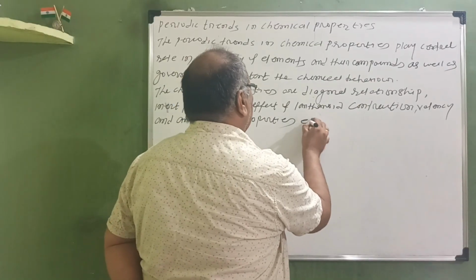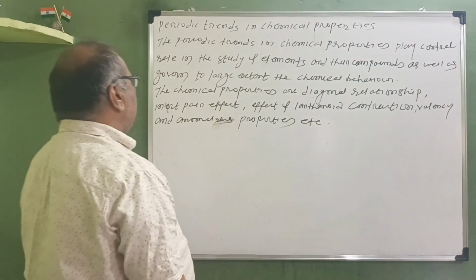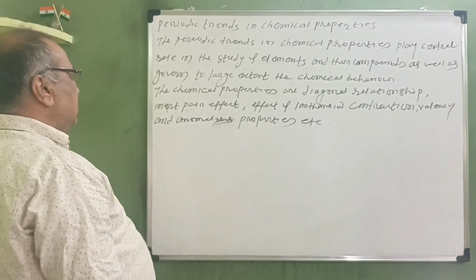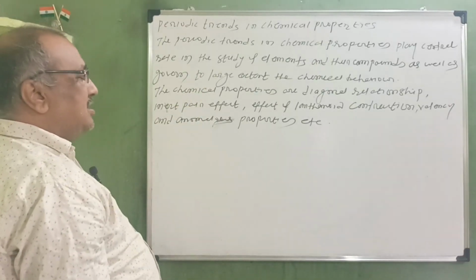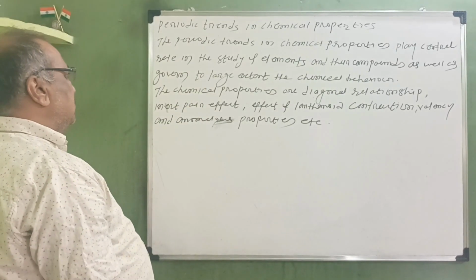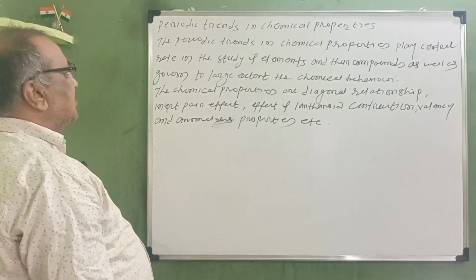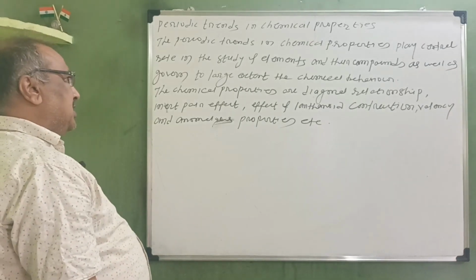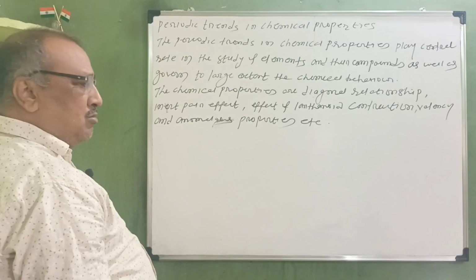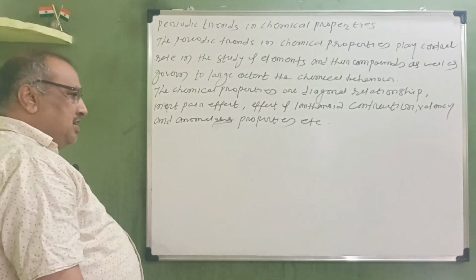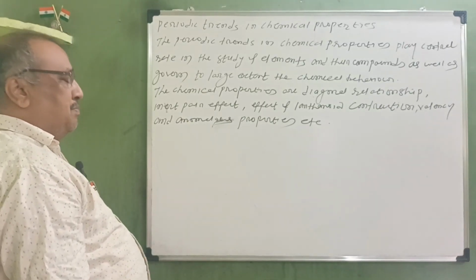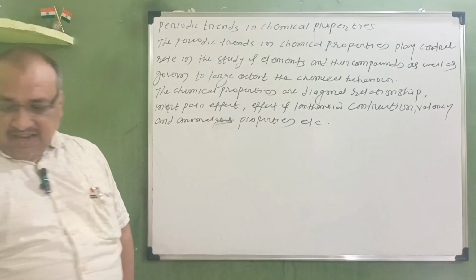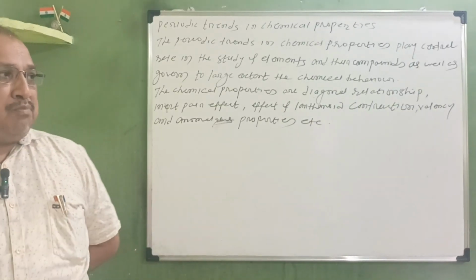Now listen here. The periodic trends in chemical properties play a central role in the study of elements and their compounds, as well as governing to a large extent the chemical behavior. The chemical properties are diagonal relationship, inert pair effect, effect of lanthanoid contraction, valency, and anomalous properties.